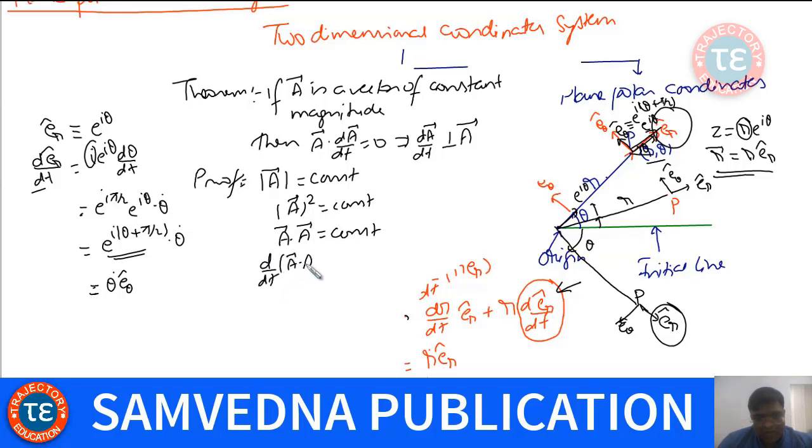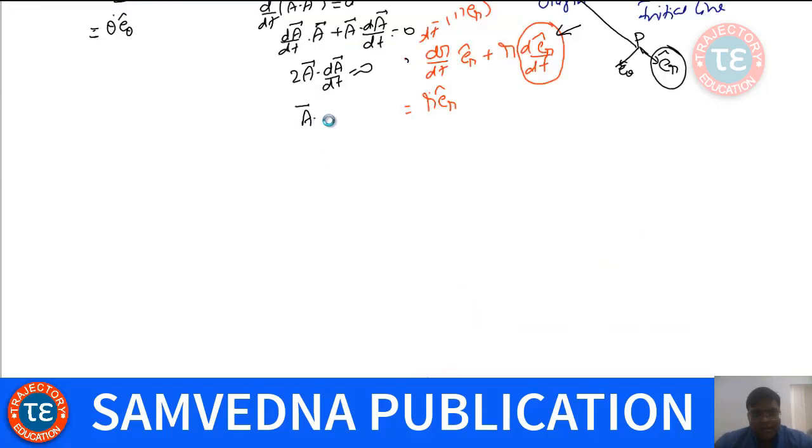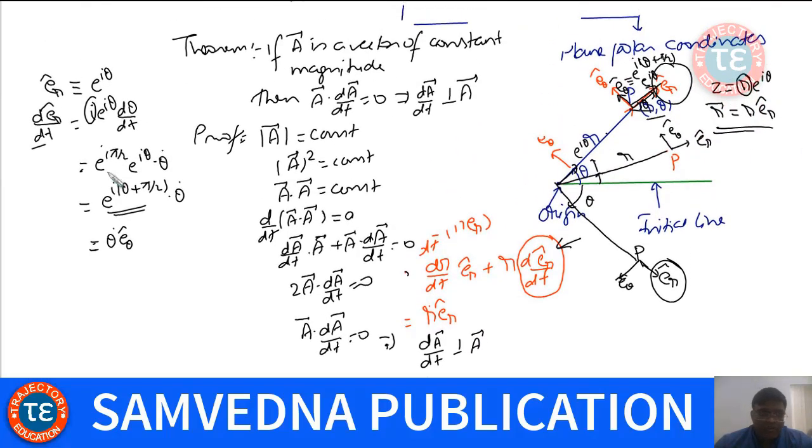So if I take the derivative, that will be 0, and this is dA by dt dot A plus A dot dA by dt. The dot product of two vectors is commutative, A dot B is B dot A. So this is twice A dot dA by dt, and from here we get A dot dA by dt is 0. That implies that if A has a constant magnitude, then its derivative is perpendicular to A.